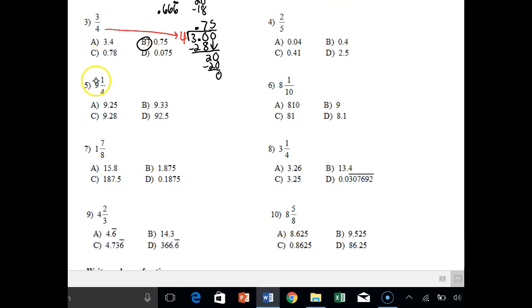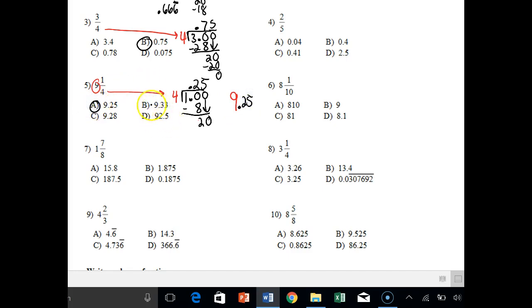9 and 1/4, right? Notice 9 is going to be your whole number. So we can just go ahead and try and get the fraction part. So 4 goes into 1. Decimal, decimal, 0. 4 goes into 10 twice. That gives you 8 left over. 10 minus 8 is 2. Bring a 0 and bring it on down. 4 goes into 20 5 times. So don't forget your 9. Your answer here is 9.25, right? So A, right?